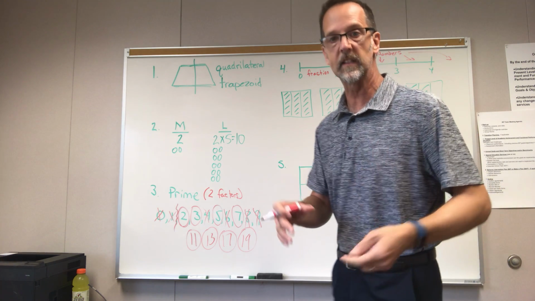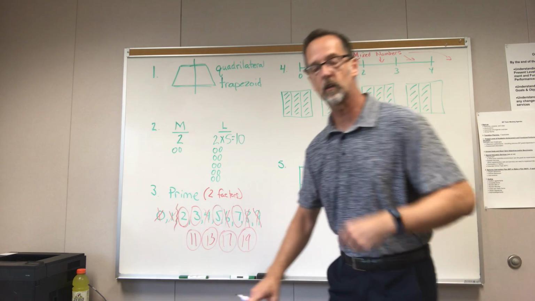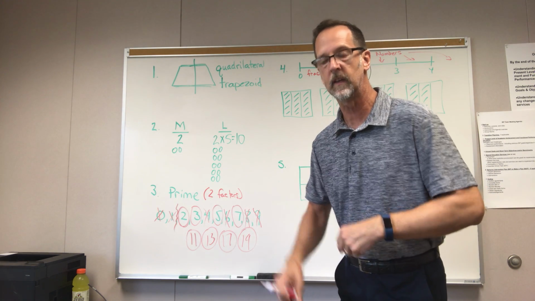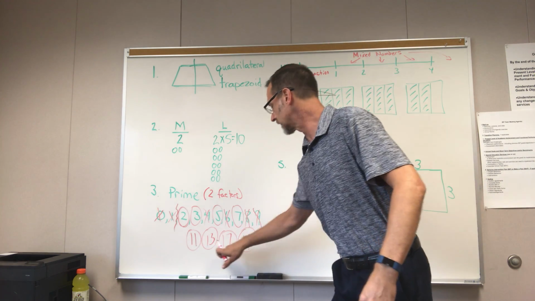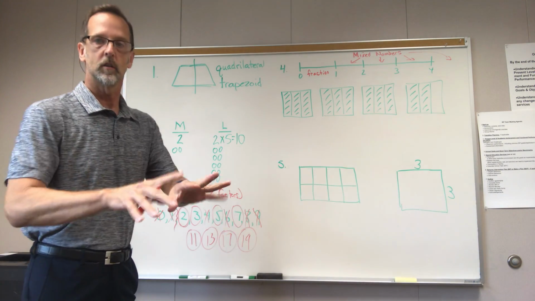Okay, and 20. 20 is even. 2 times 10, 4 times 5, 1 times 20. So your answers that you could have had today, prime numbers between 10 and 20: 11, 13, 17, 19. Did you get it? I hope you did. If you're having trouble, shoot me an email.